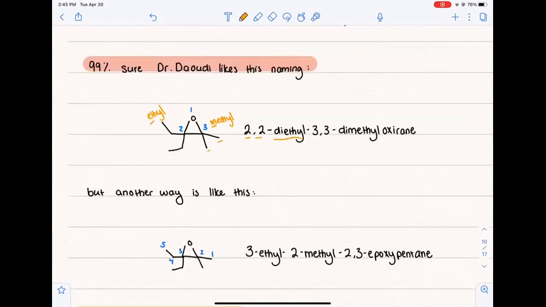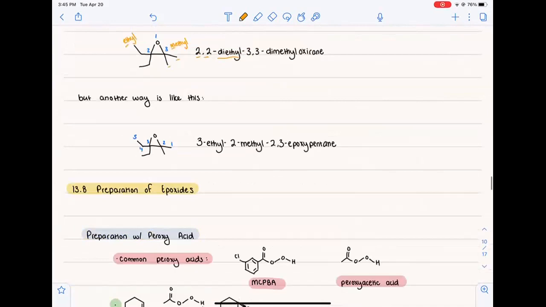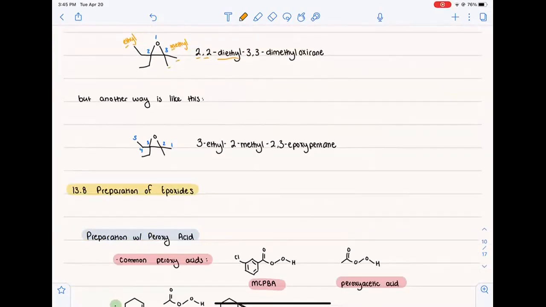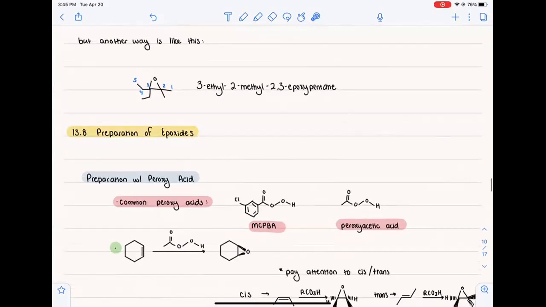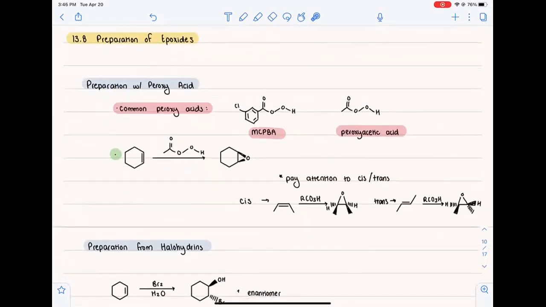Pretty cute, I know. The other way to name it, I think Dr. Dowdy would mark it wrong. So I would play it safe, and just because I've heard him say that's how he wants it named, just name it that way. Awesome, fantastic. And then we have preparation of epoxides.